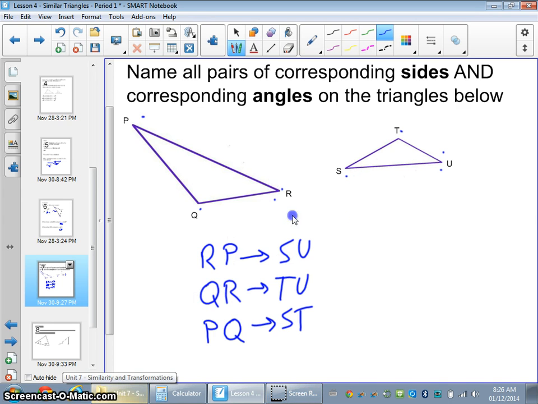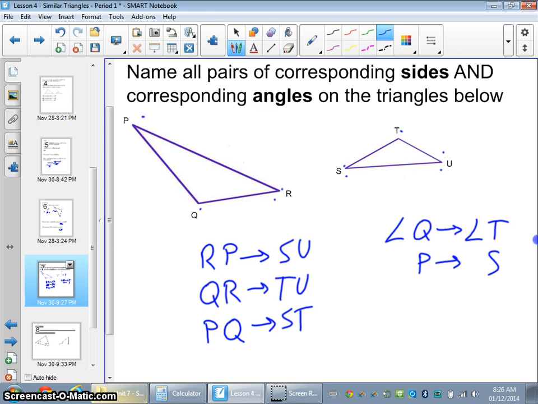How about the angles? So the angle Q here is at the wide point, that's like angle T, so I'll say angle Q corresponds to angle T. S is the small one, which is the same as P. I guess I should do it the other way around. P to S, and then that means we have R with U.